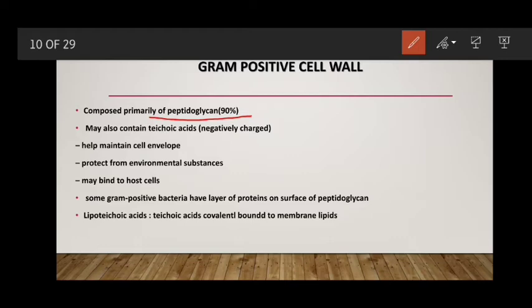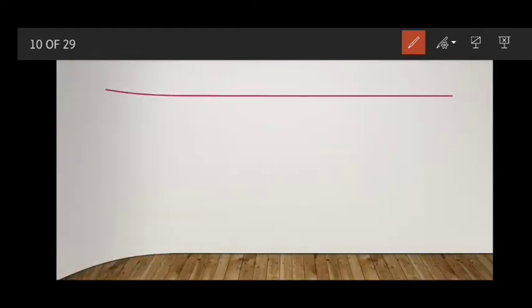Next, they also have teichoic acid, which is a negatively charged acid that helps the gram-positive cell wall to maintain the cell envelope, protect from environmental substances, and they also help in binding to other host cells. Now some gram-positive bacteria have layers of proteins on the surface of peptidoglycan and also have lipoteichoic acids.